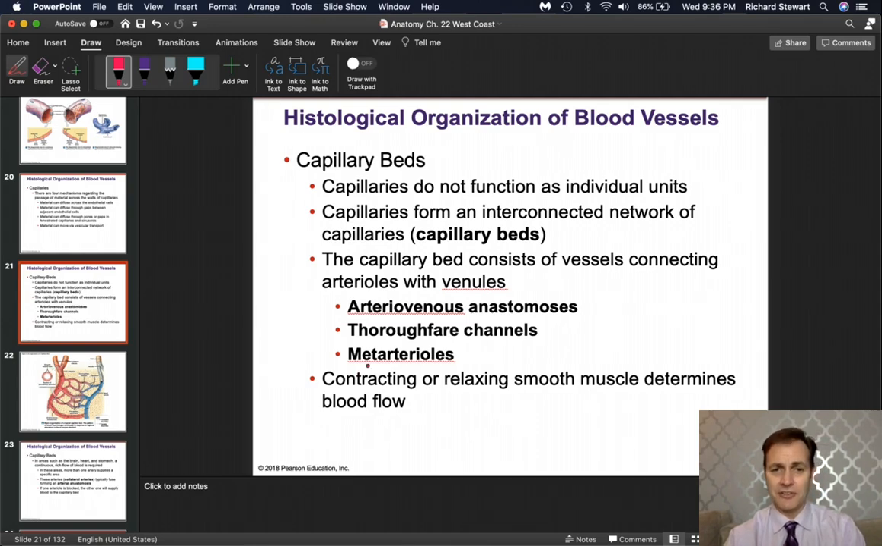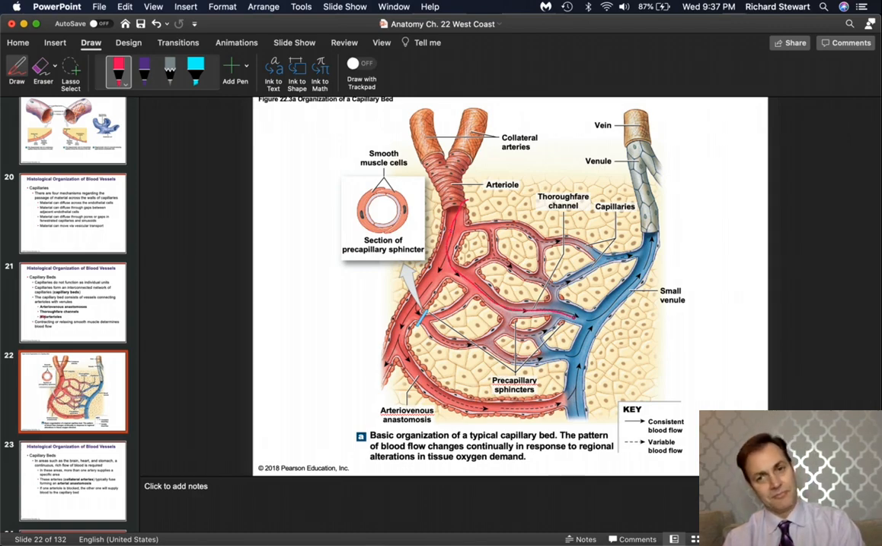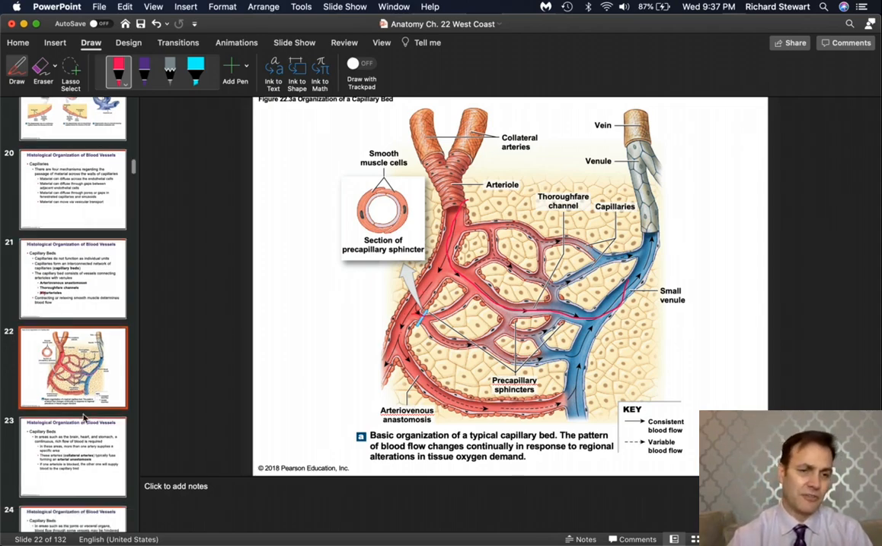Now, the meta-arterioles, all they do is they kind of control the flow of blood, what direction it's going to go into these capillary beds. So as you can see right here, our oxygenated blood comes in, comes through this capillary bed, comes out, gives off its oxygen. Now it's deoxygenated, goes into a vein. Keep it that simple. Precapillary sphincters, they just control the flow of blood coming through here. That's all. It's just a way to control where the blood's going.